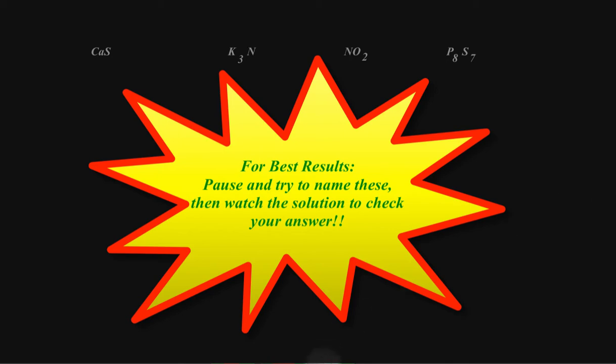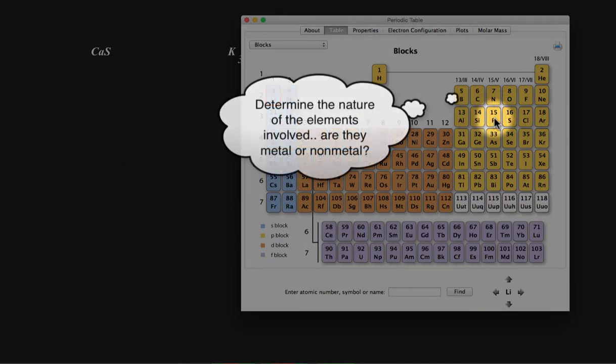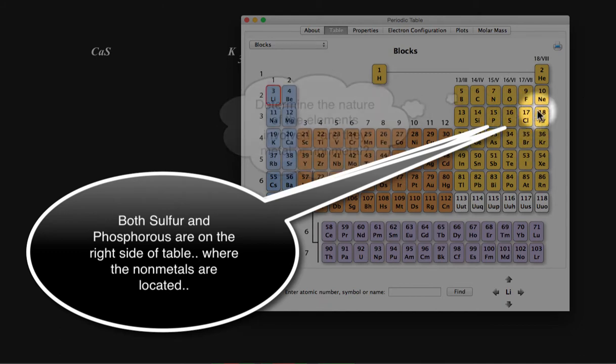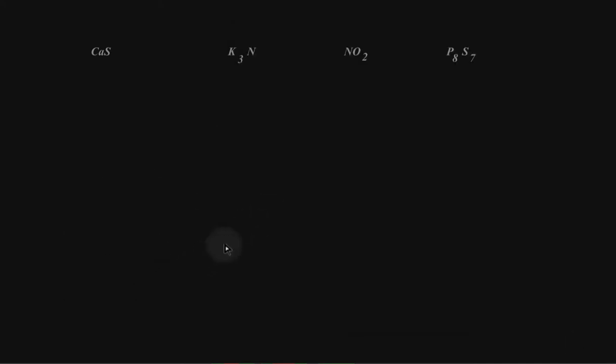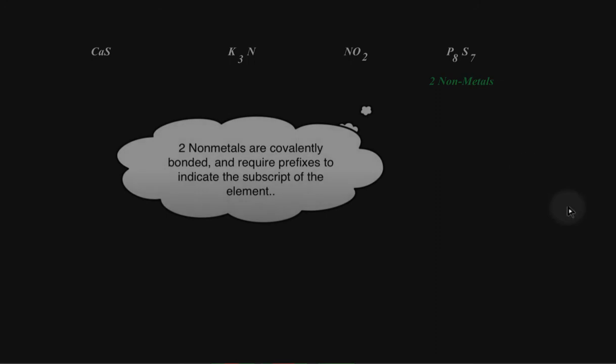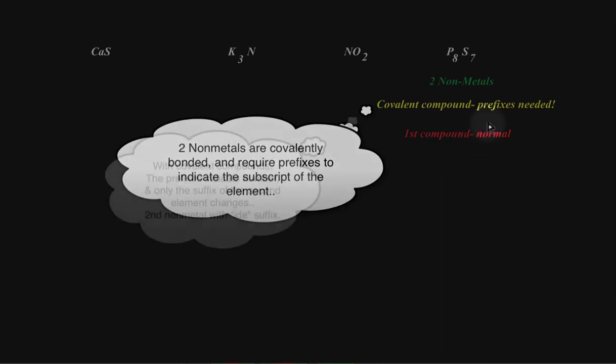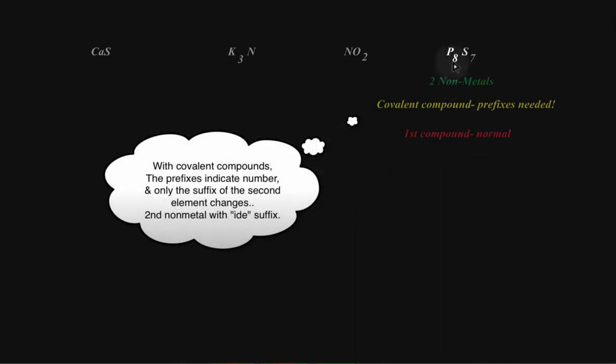Finally, we have phosphorus and sulfur. They're both nonmetals again. On the periodic table, phosphorus is right here, to the right of that line I showed you. So nonmetals are all over here, hydrogen. We have two nonmetals, which means we have a covalent compound and the prefixes are needed. First compound, normal, but we're going to have to stick an octa in front for this. Second compound, drop the suffix again, replace with "-ide", and we need a hepta for that one. Octaphosphorus heptasulfide.